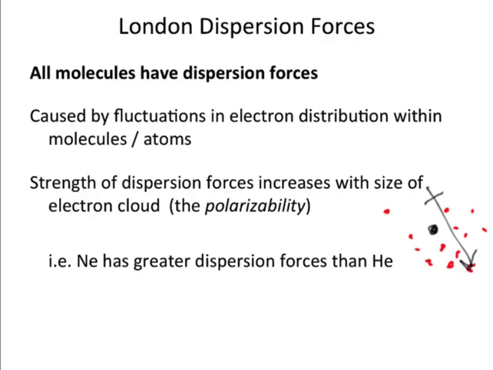So you can see why the strength of this force increases with the size of the electron cloud. If you have more electrons, you have more ability for this to happen, and it's a stronger force. You can create a stronger dipole. Kind of weird, right? But it works, and it's an effect that we can measure and see.